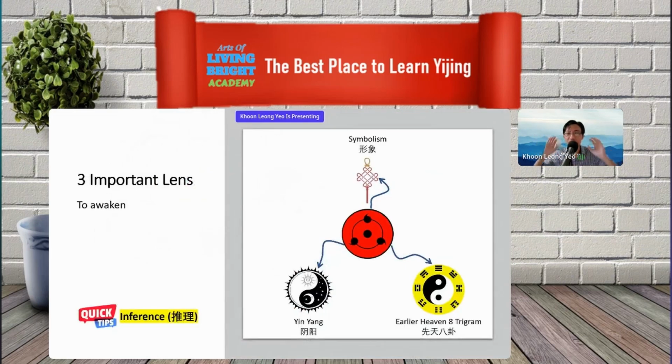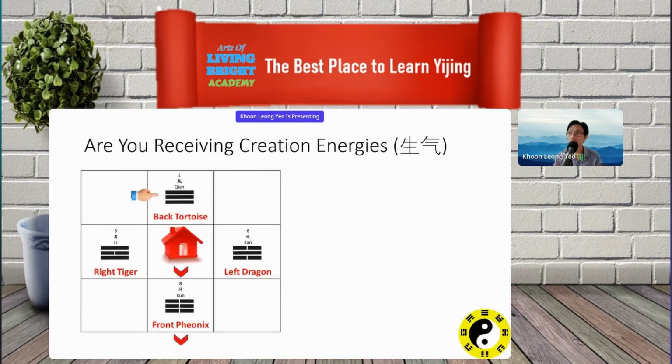So same thing when you examine the back dragon, we use these lenses to look at the back, to examine and to evaluate the back. The yin yang, earlier we had the trigram, and the symbolism. Okay, so this is the back. When I say the back, it means the whole stretch. Nothing else.